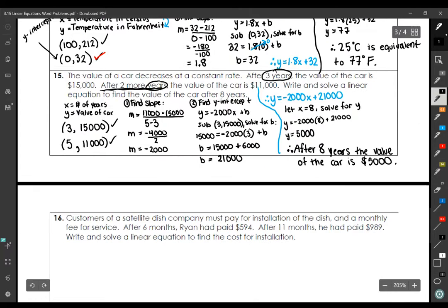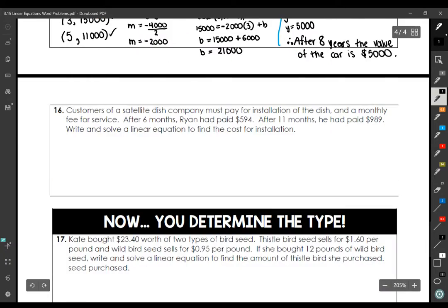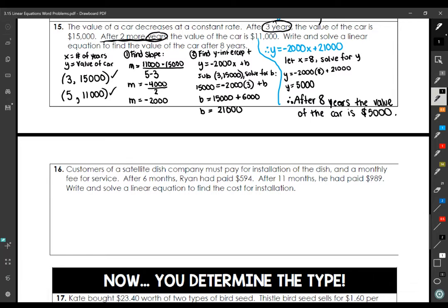And that's it. All right. So last example I'm going to go through. Customers of a satellite dish company must pay for installation of the dish and a monthly fee for service. After 6 months, Ryan had paid $594. After 11 months, he had paid $989. Write and solve a linear equation to find the cost for installation.